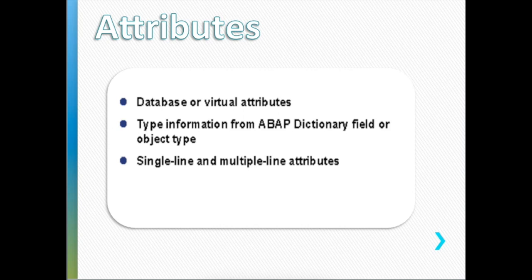Attributes are more like database or virtual attributes. The type information from the ABAP dictionary field is the object type, and you have different types of attributes, like single-line attributes and multi-line. Single-line is where you want to store a single field value, and multi-line is where you want to store values as a table, similar to the internal table concept in ABAP.